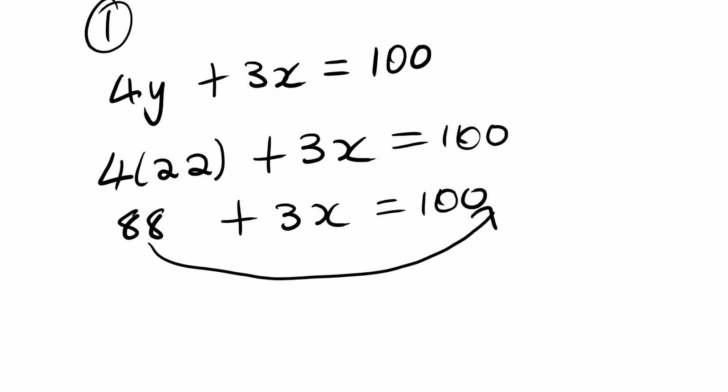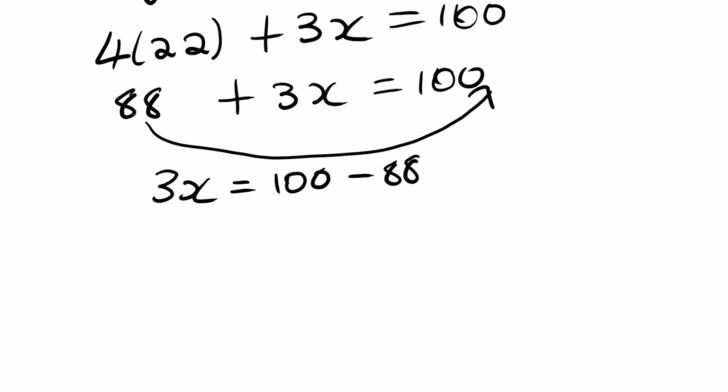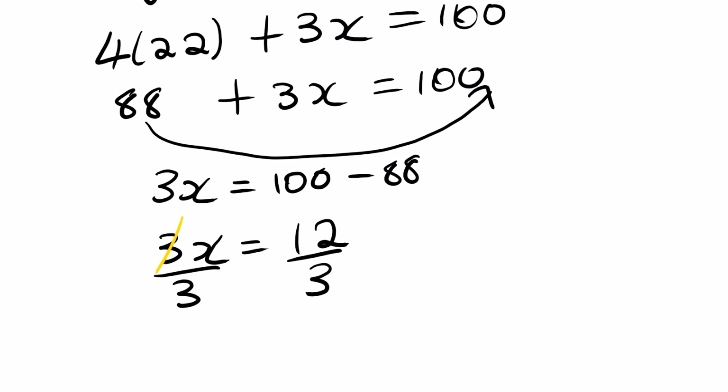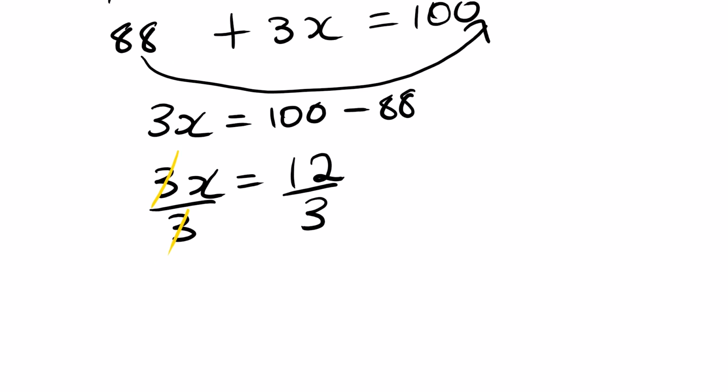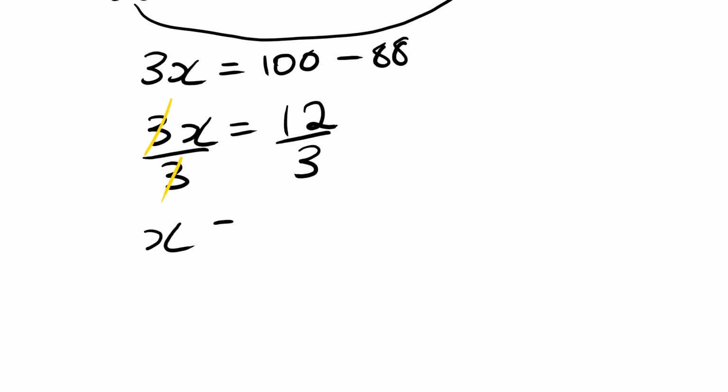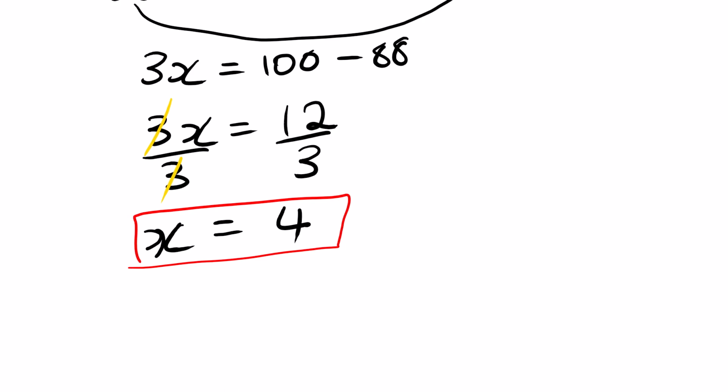Now we transpose this to the other side. We are left with 3x equals 100 minus 88. 100 minus 88 equals 12. We divide both sides by 3. This will result into 1 multiplied by x, it's x, equals 4. This is our second solution.